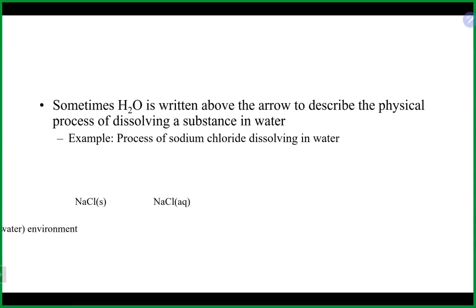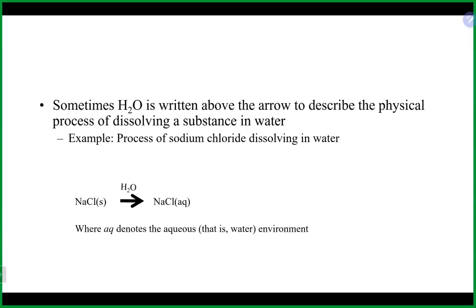Other things that sometimes you will see is water written above the arrow, and that usually indicates that something's being dissolved in water. That's very commonly done. So for example, here, if we take some solid sodium chloride, we will get sodium chloride that is aqueous. Once again, it's the same thing on both sides of the equation. This is also a physical process, but it is the different states that tell us what is happening. We're dissolving that and making a solution. That's pretty much what aqueous is: a water environment, a solution.